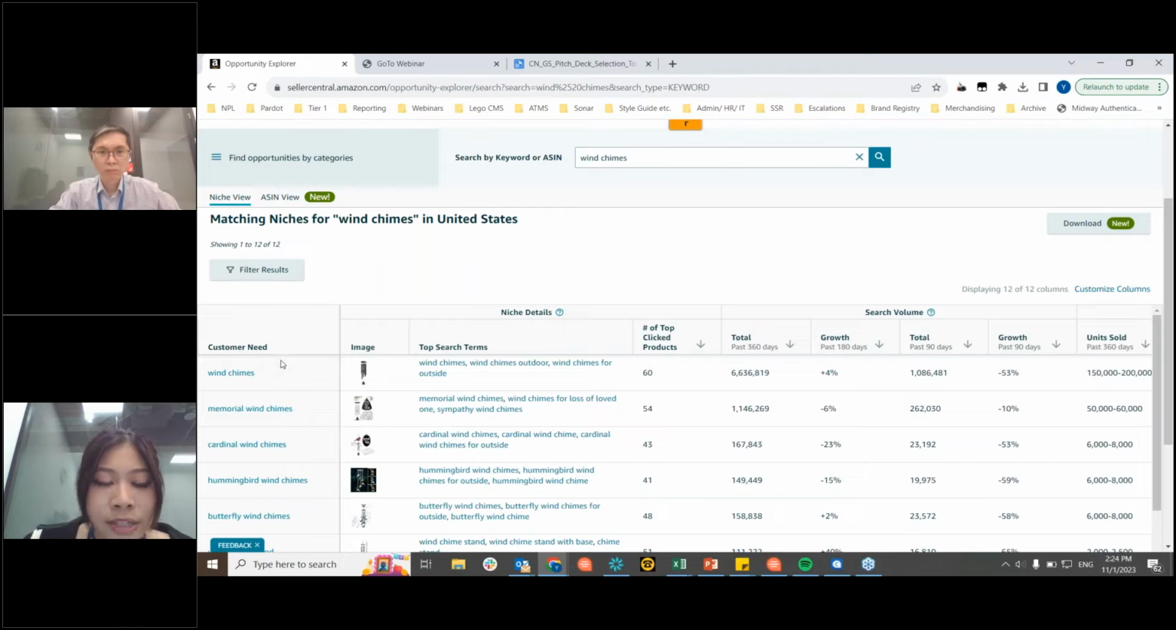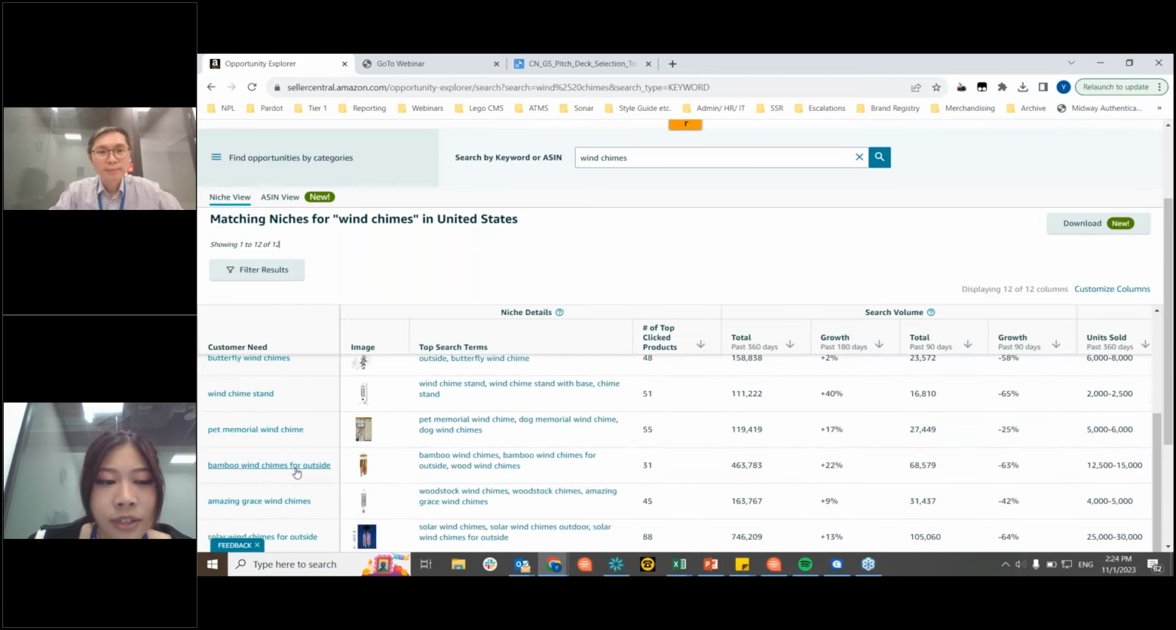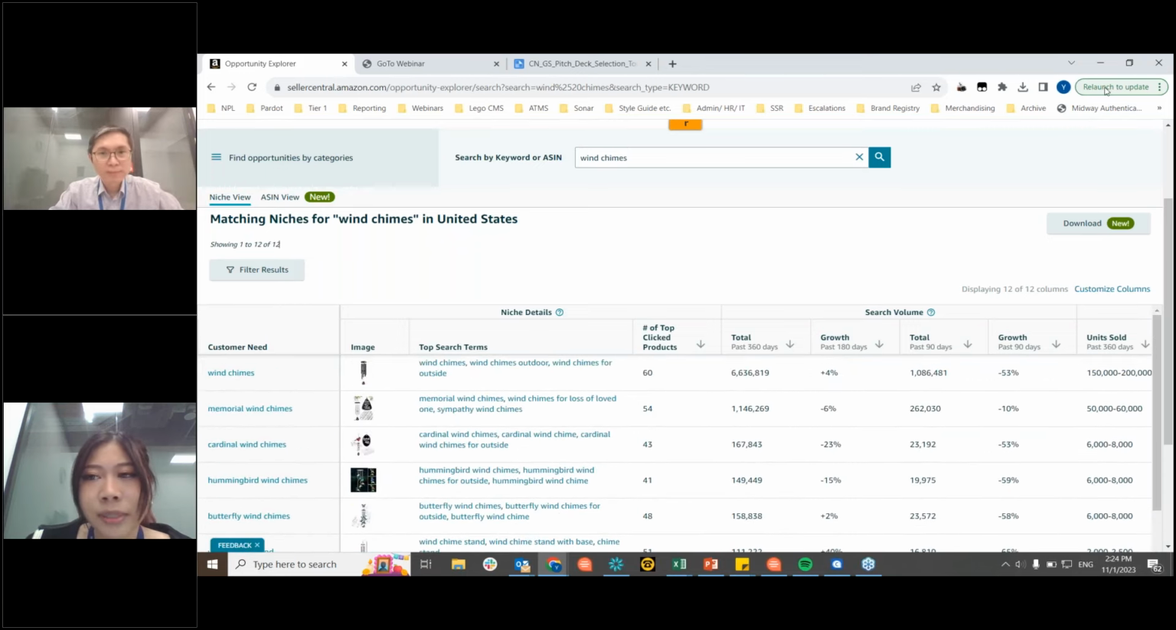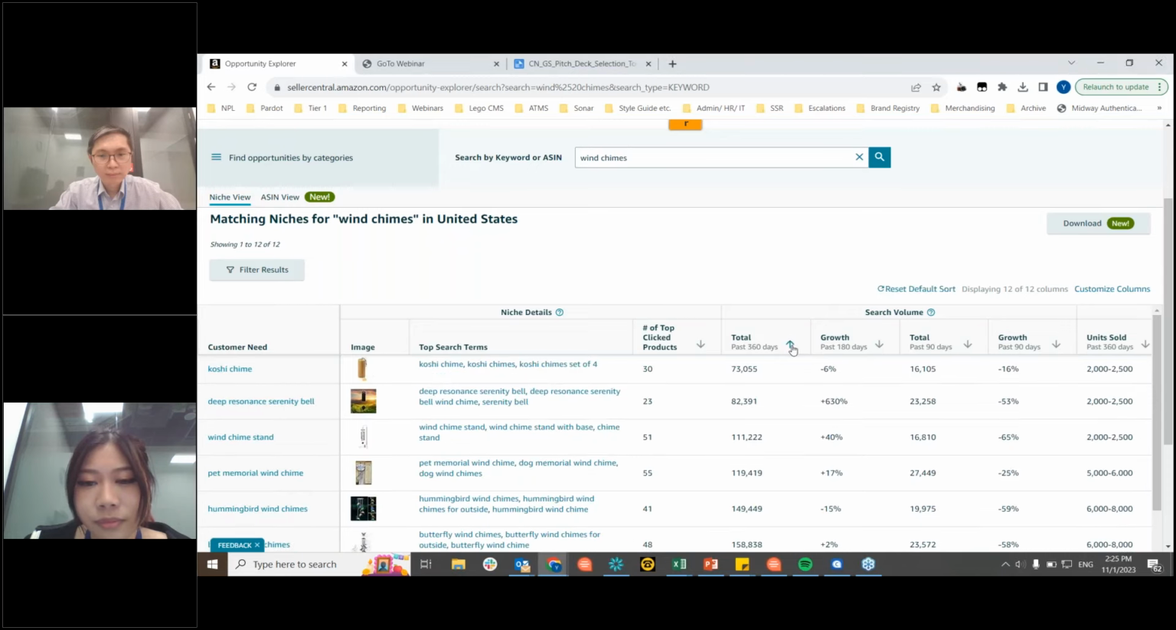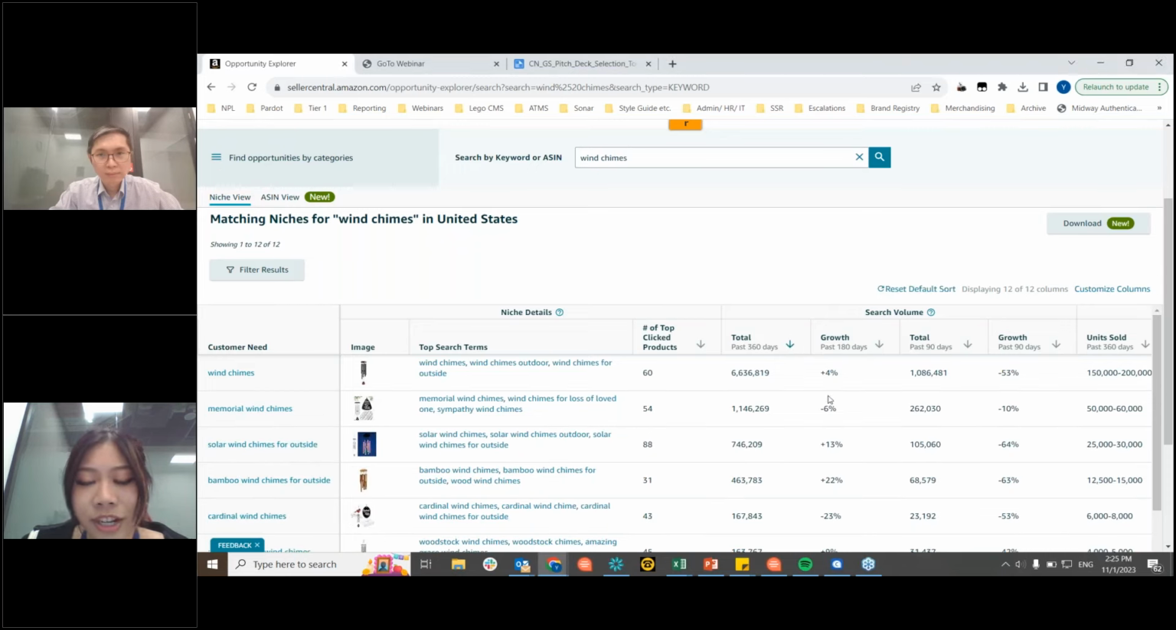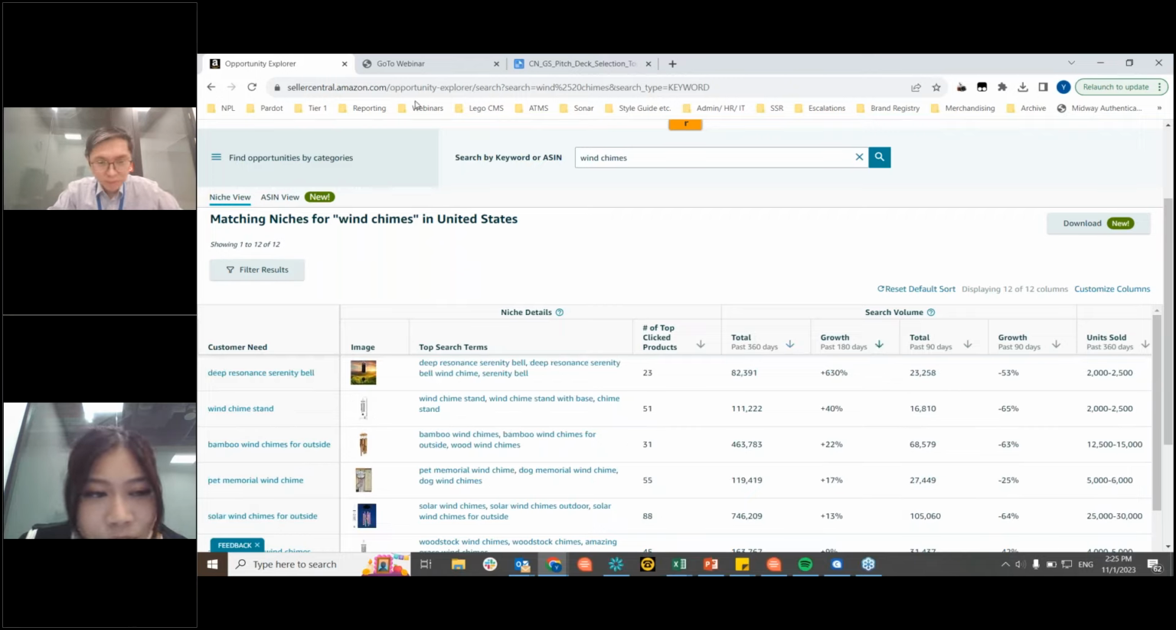So as you can see on the left hand side, where my mouse is, the customer needs side, there are multiple different types of wind chimes that you can see over here, right? Personally, if I want to narrow down on which specific wind chimes, or let's say if I just want a generic wind chime, I'll filter down by the search volume first. Okay, it seems like the generic wind chimes has the most search volume. And in terms of growth, sometimes I'll use the filter button to filter down also.